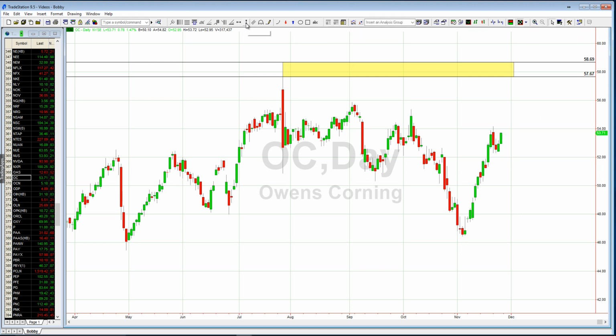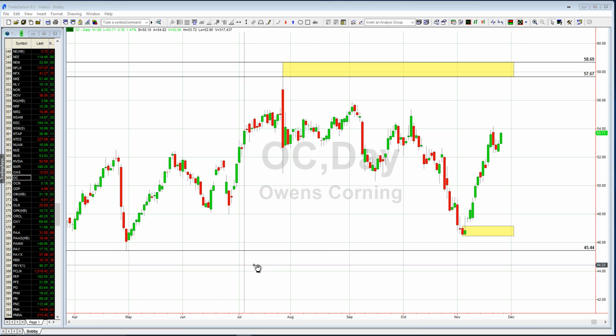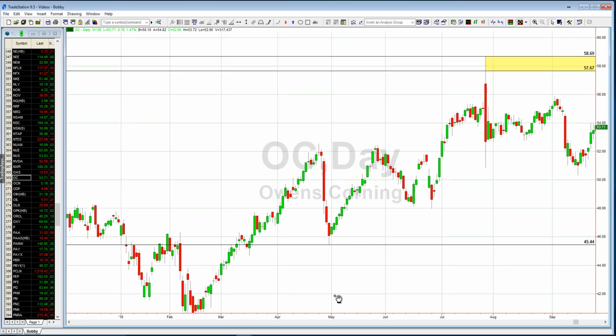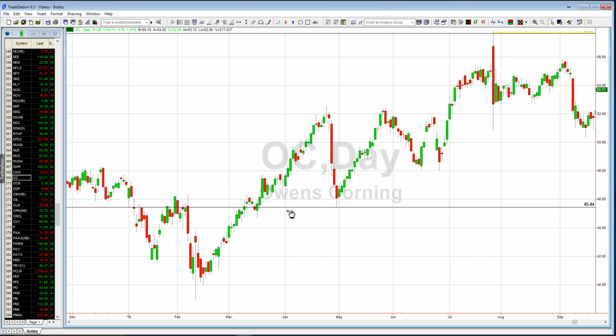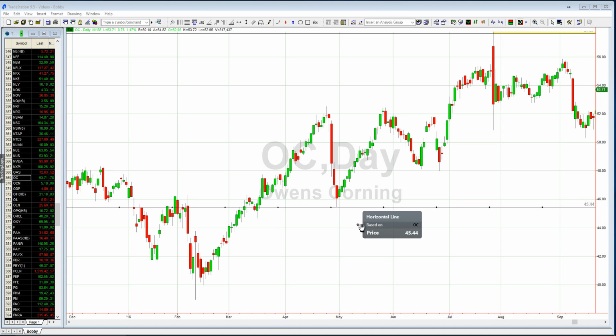Again, here we have what looks like a nice demand zone right in here, but it's not. It's really part of this one, and it's actually all part of this one. Now, I wouldn't do that one, but I would do this one.